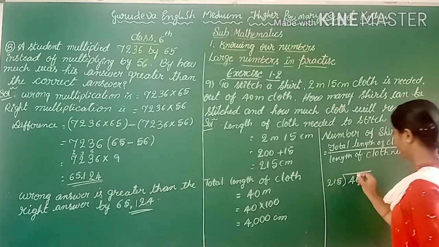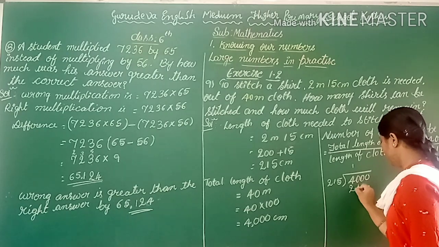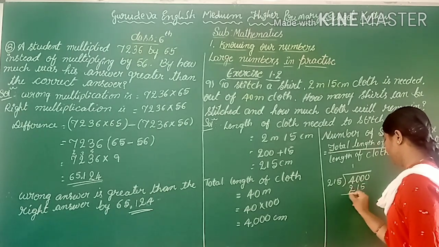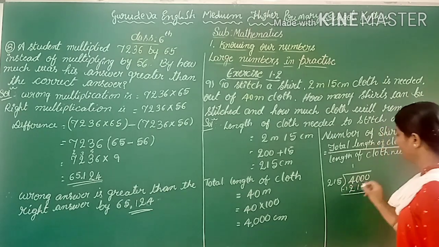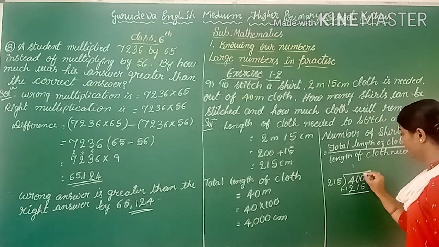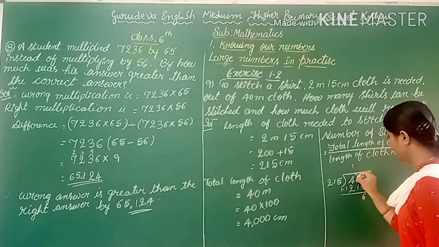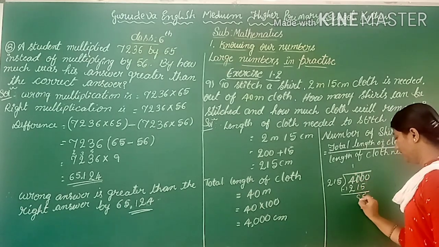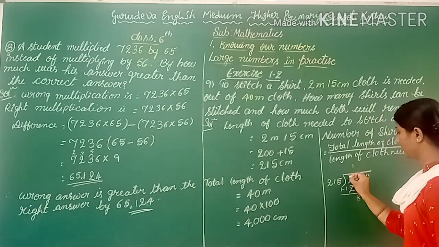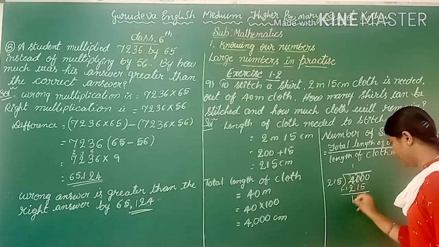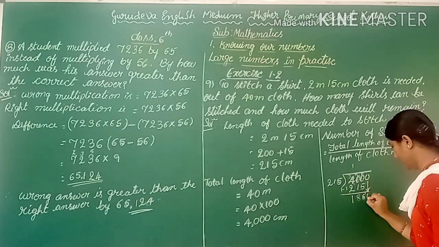So 250 once is 250. Then subtract: 0 minus 0. In the tens, 10 minus 5 is 5. Here there is 9. 9 minus 1 is 8. Then here there is 3. 3 minus 2 is 1. Then take the 0 down.